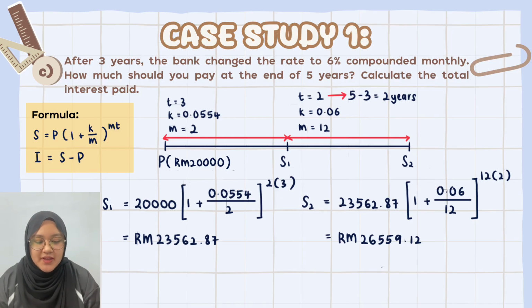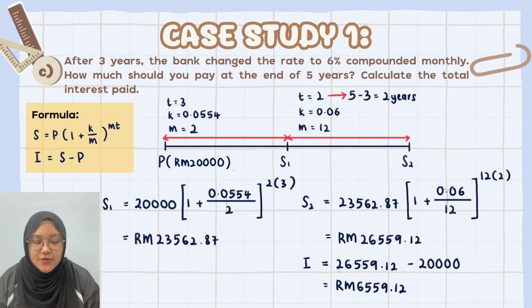Let's move on to the interest paid. To find the interest paid, we use the interest formula, which is S minus P. So, I equal to S, which is 26,559.12 minus P, our original value, which is 20,000, and the total interest paid is 6,559.12.